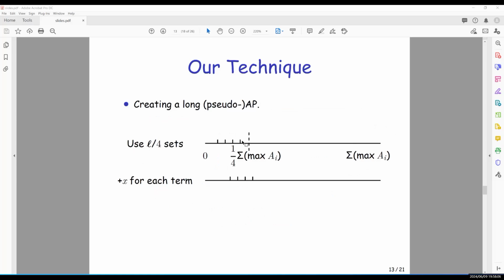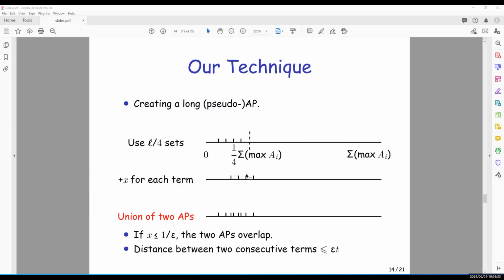Now this is the AP, and let us take an arbitrary integer x from the remaining sets. If we simply add x to every term of this AP, then we obtain another AP, which is essentially the previous AP shifted rightward by the amount of x. And if x is not so large, then the two APs will overlap, and we can consider the union of these two APs.